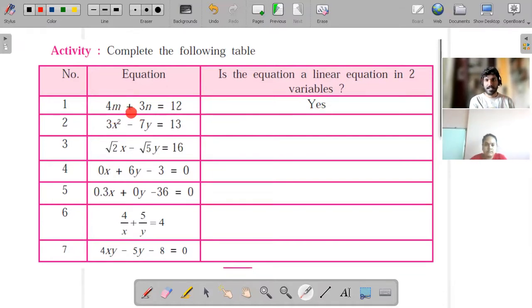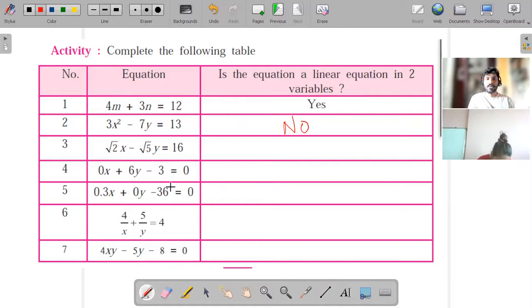Yes, this is a linear equation. There are two variables. Here we do not have to see whether it is in the general form or not, but it is a linear equation, and there has to be two variables. Now look at the second one. 3x squared. It is not linear because it has a square. So you write here no.